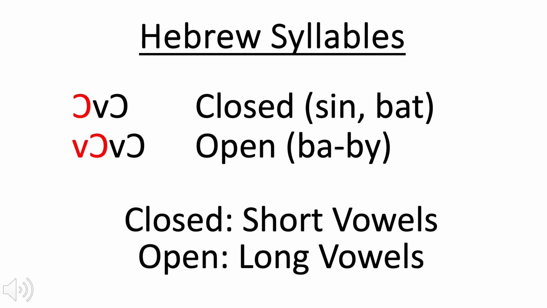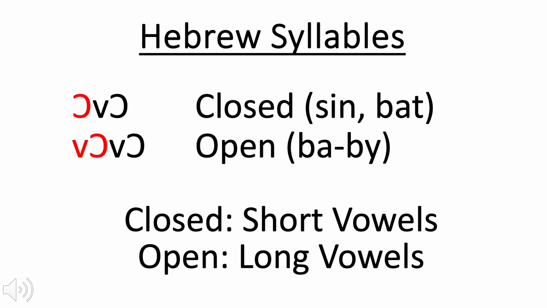Hebrew syllables will always start with a consonant. Even if that consonant is silent, such as aleph or ayin, the syllable still technically begins with a consonant. We will not begin with a vowel. We will close the syllable with another consonant after the vowel, keeping in mind that a syllable in Hebrew can only have one vowel. So a closed syllable will be consonant, vowel, consonant. In the English example, we have consonant S, a vowel I, and a consonant N to give us sin. The same with bat, the consonant B, the vowel A, the consonant T, closed, short vowel, bat.